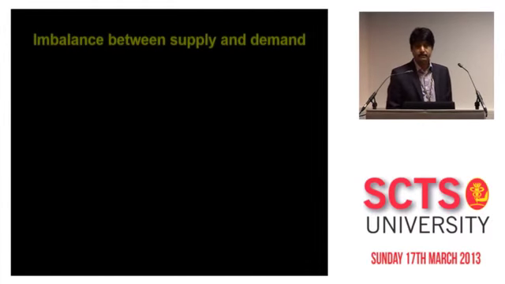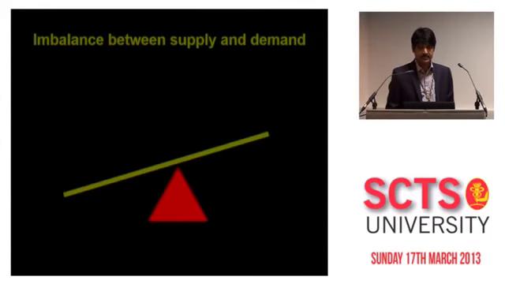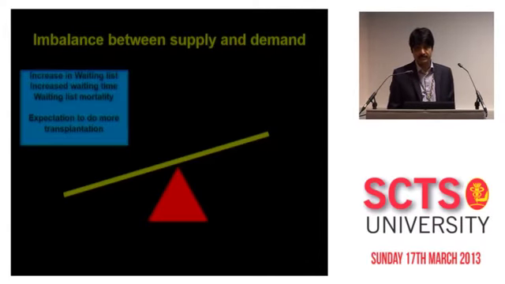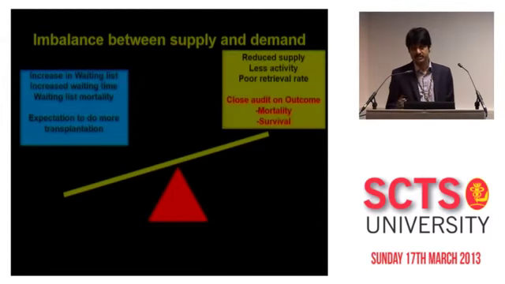There is a constant imbalance between the supply and demand. On the one side, we have a long waiting list, and patients are waiting longer for a heart transplant, and they die on the waiting list. And the public expect us to do more transplants. On the other end, we have a poor cohort of donors who are older, because the mean donor age is increasing. Our donor age is usually around the 40s and early 50s. They have hypertension, and we retrieve less from the existing donor pool.